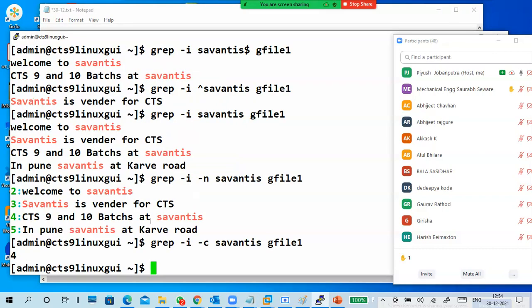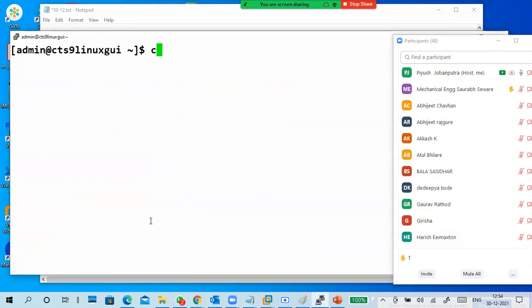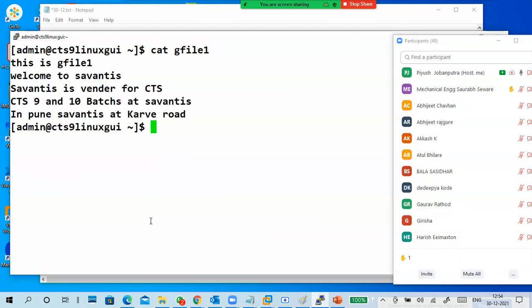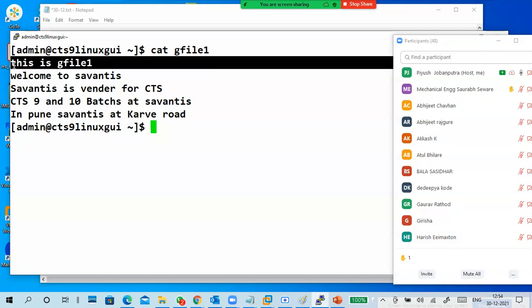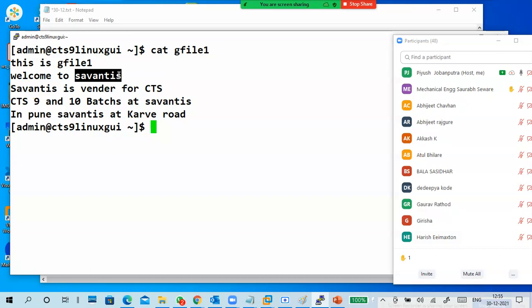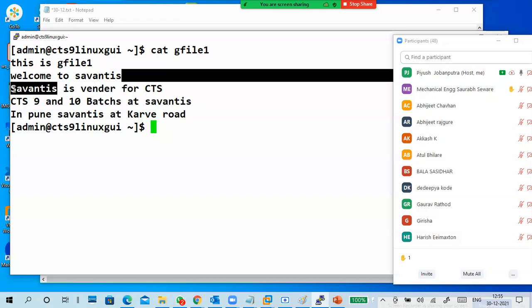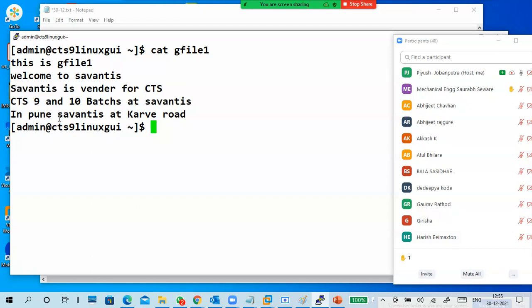So I put a clear. Guys, see here it is. Cat file one. It contains 5 lines. In the 5 lines, I have the word repeated in each line except the first line. In these 2 lines, the word is at the end of the line. Here it is at the start, but it is a calculator. And here, in the middle, the word is there.